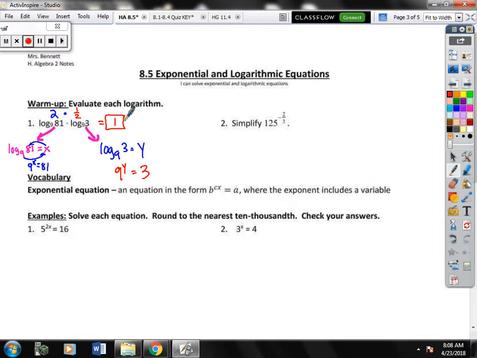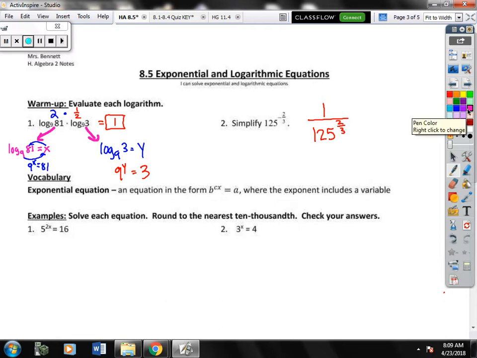Okay, number 2 asks us to use our rules from chapter 7 with our rational exponents, because you're going to see some stuff like that today. So if I wanted to simplify this, what would I do first? Good, we have a negative exponent. We'll move it to our denominator and we'll make it a positive exponent.